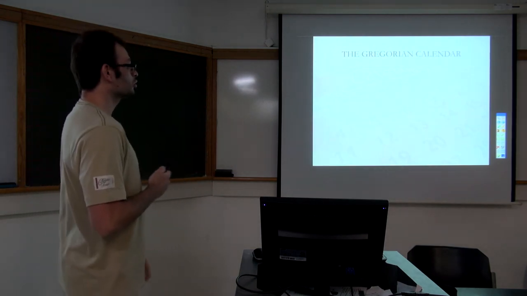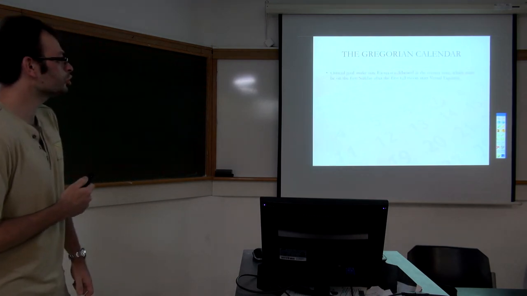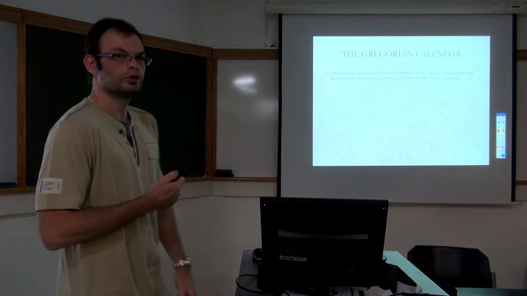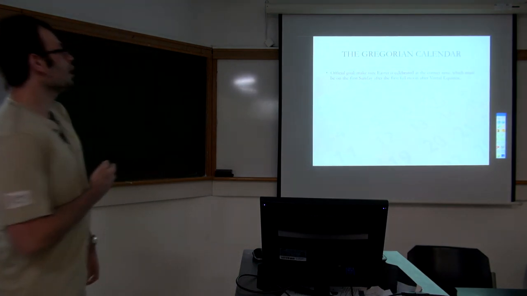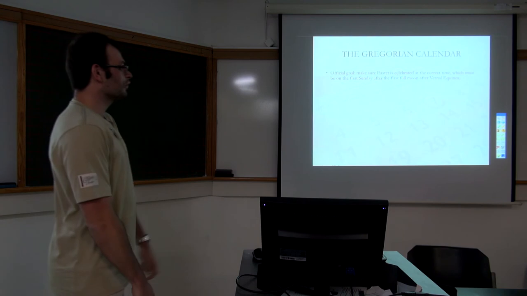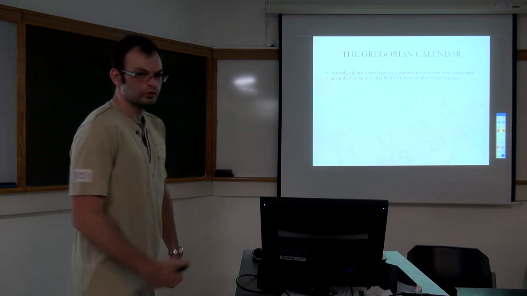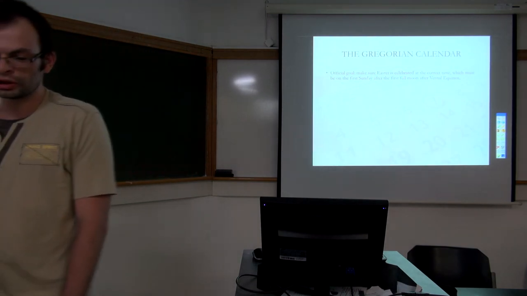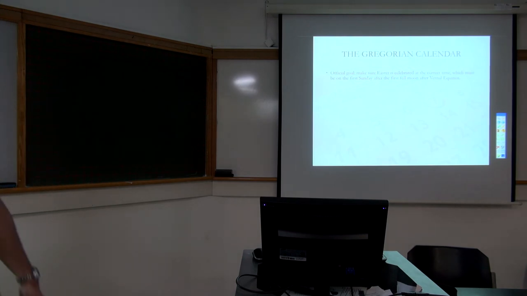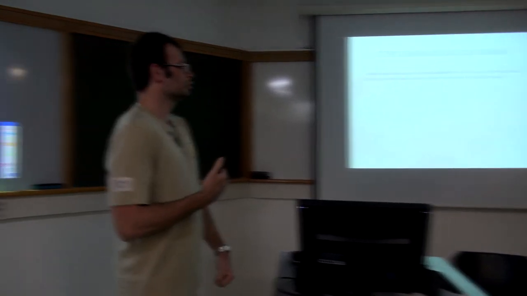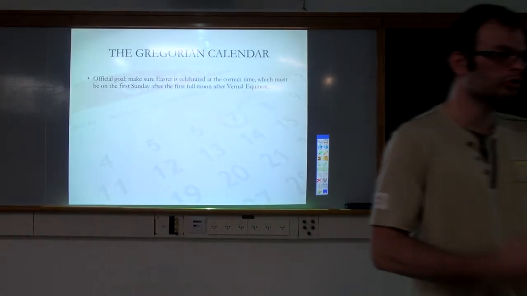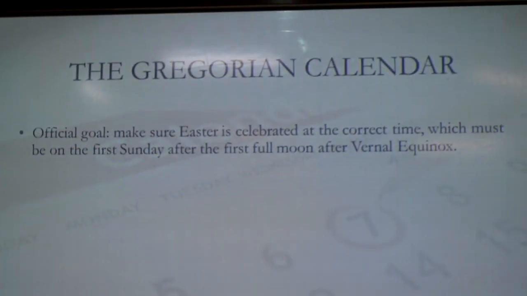And how does the Gregorian calendar work for this? So the official goal of Pope Gregory was to fix the date of Easter. This is an important holiday. It must be as the Council of Nicaea decided, which is the first Sunday after the first full moon after the vernal equinox, so you should be very sure when the vernal equinox is.